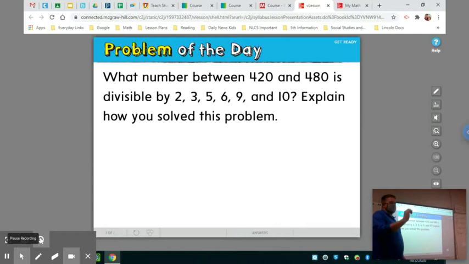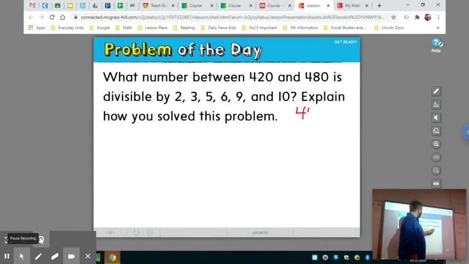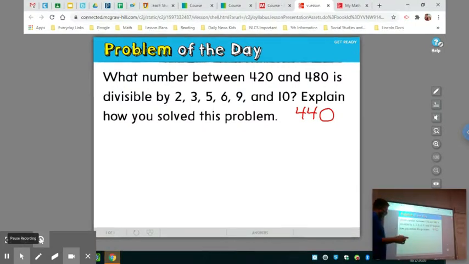What do you think it is, Asher? 440? So he says it's 440. Let's look at that. Is that between 420 and 480? Yeah. Okay. Can we divide this by 2 evenly? Yeah. Right, it's 2 and that's a 0. Yeah, we can do that. Can we put 3 into that evenly?